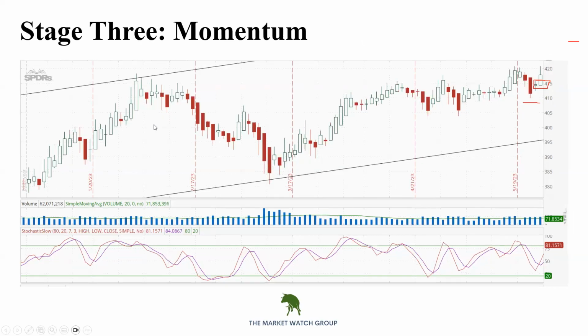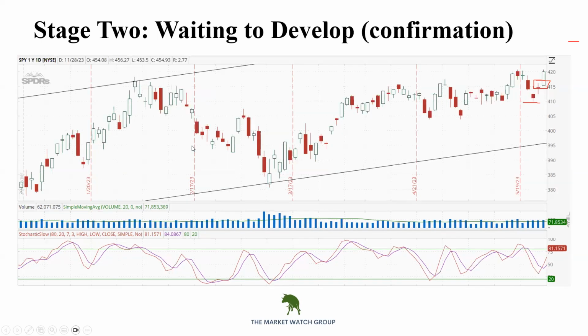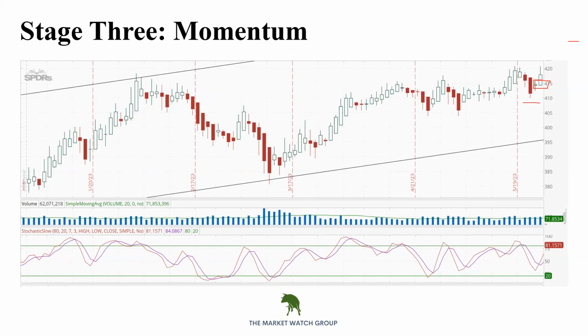Now, momentum, you'll notice, actually came the same day. I'm going to go back. These are the same days right here. So when we got this confirmation date, we actually also got confirmation of momentum, which means what? Which means I have the ability to move my stops pretty quickly.